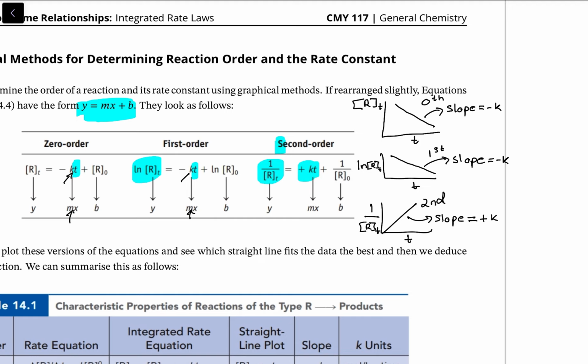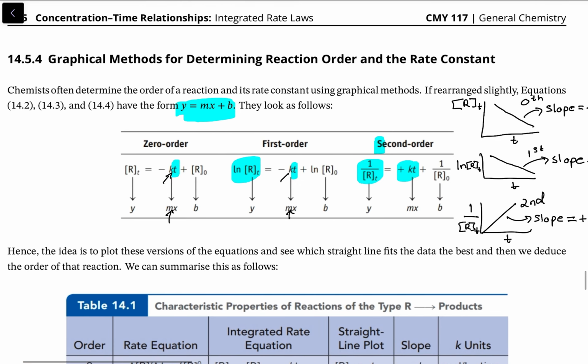plus k. So you go to the lab and you measure your reactant concentration over time, and then you plot it. Then you see which one of these three graphs fits the data the best, and then you know which order your reaction is. Yeah, it's kind of neat.